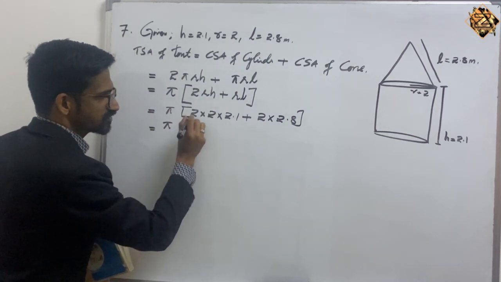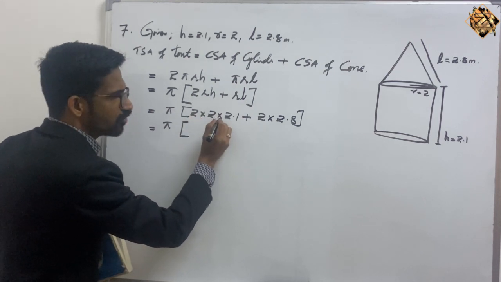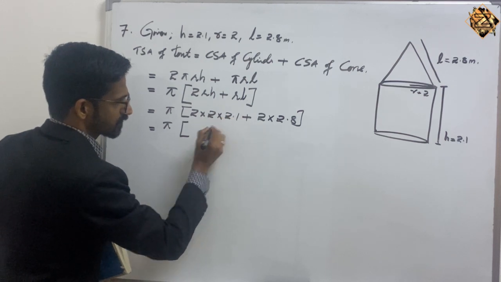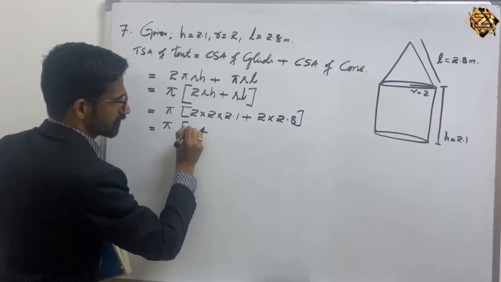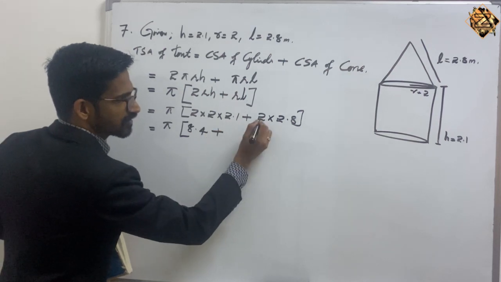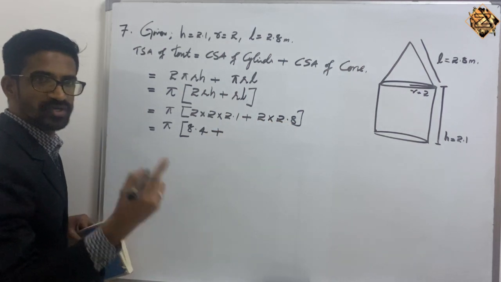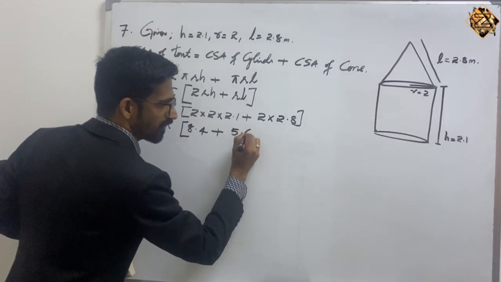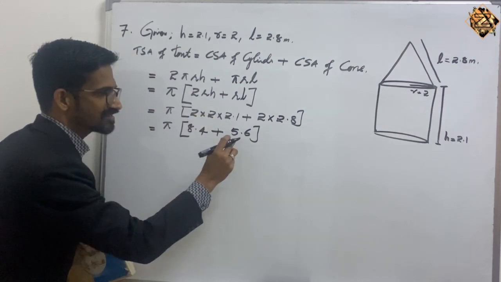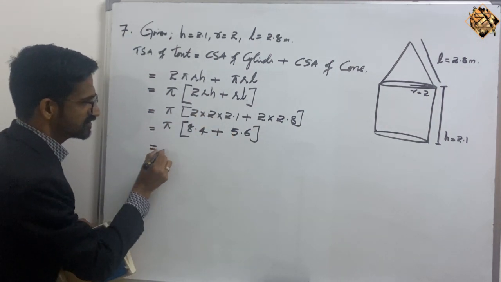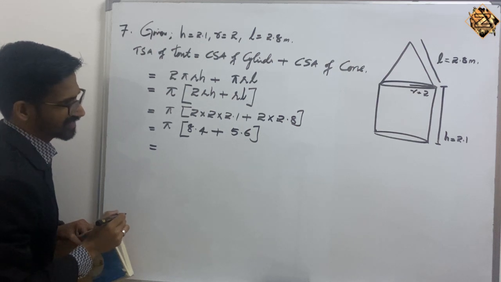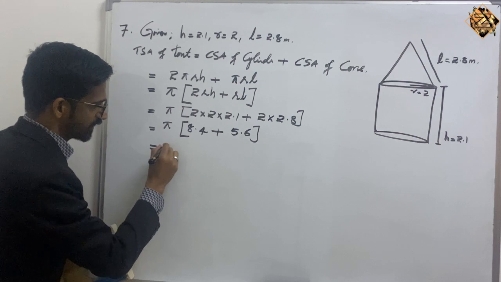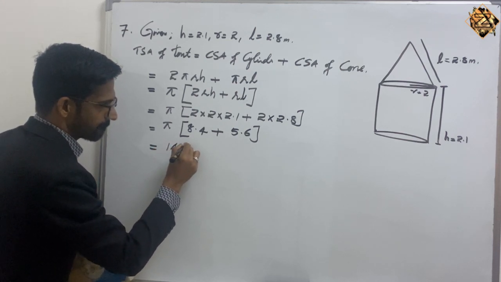Okay, so that is equal to pi into, first we will calculate this, 2 into 2 is 4, 4 into 2.1 is 8.4, plus 2 into 2.8. 2 into 28 is 56, so 2 times 2.8 is 5.6. Now we will add 8.4 plus 5.6, which gives us 14. So that is 14 pi.